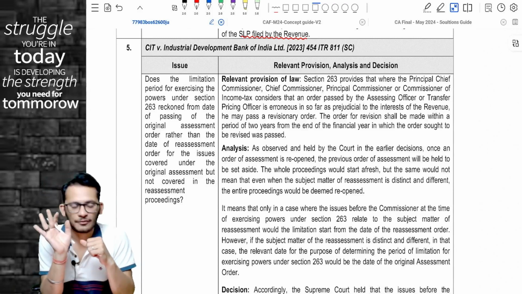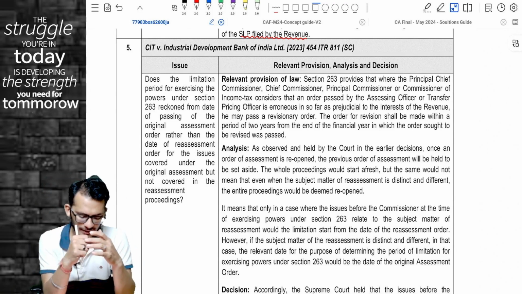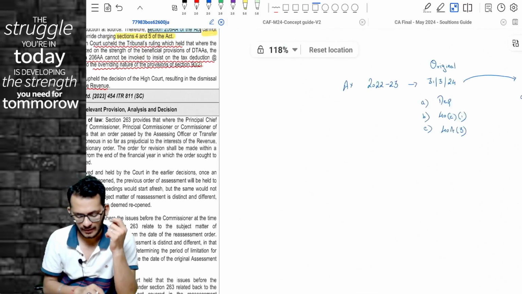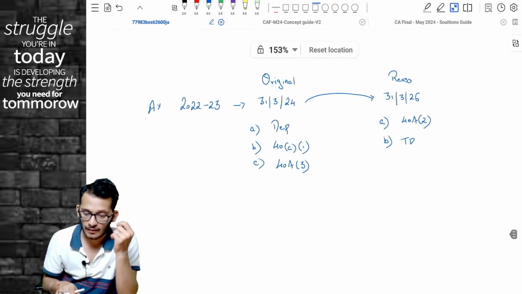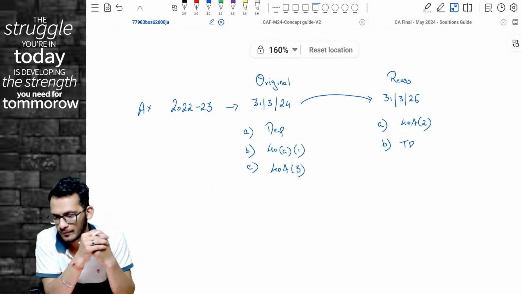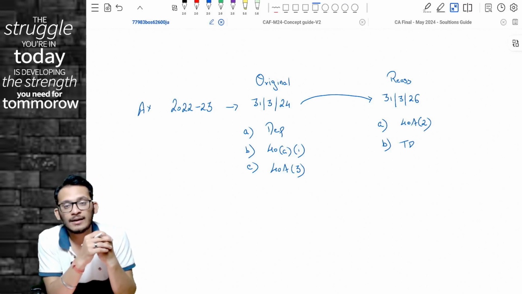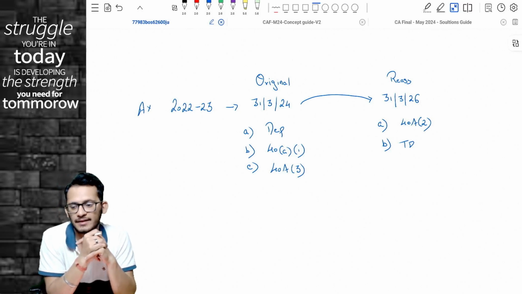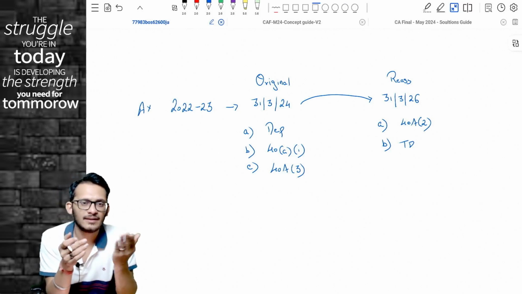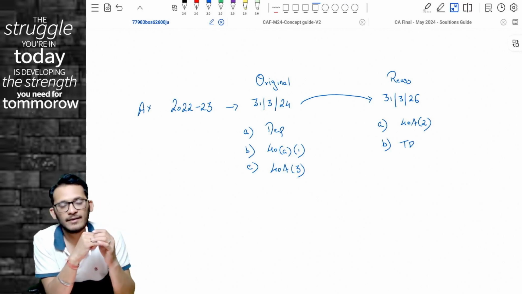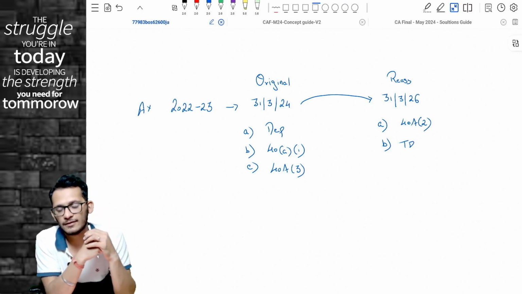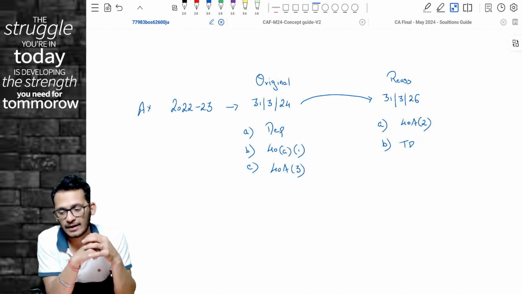Let's proceed forward. Let's start with case law number 5. CIT versus Industrial Development Bank of India Limited, Supreme Court decision. Now, let me put this in an illustration format for you. Assume a case of assessment year 22-23. You had filed your returns on time and the assessment was picked up for scrutiny. During the course of original assessment, the assessing officer passed an assessment order on 31st March 2024, which is nothing but 12 months from the end of the relevant assessment year, and he made 3 disallowances: depreciation, 40A, which is disallowance of TDS, and 40A(3), which is disallowance of cash payments.